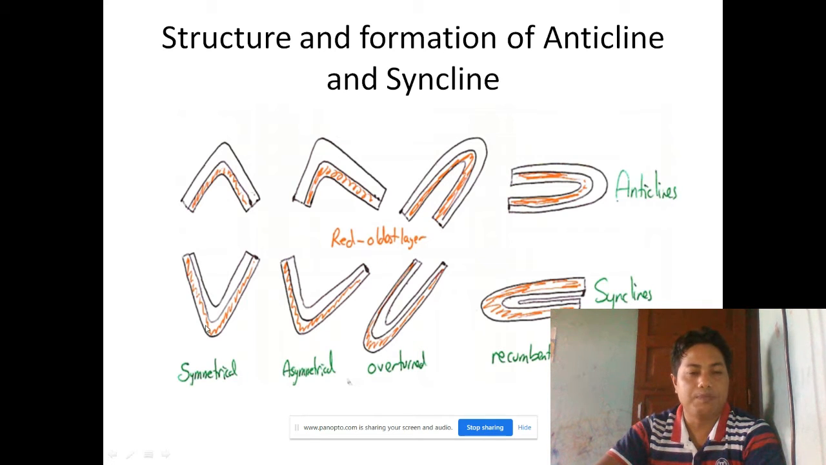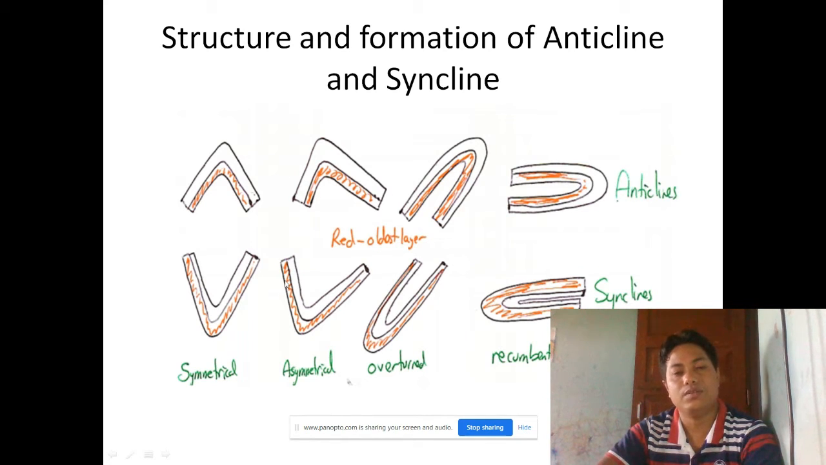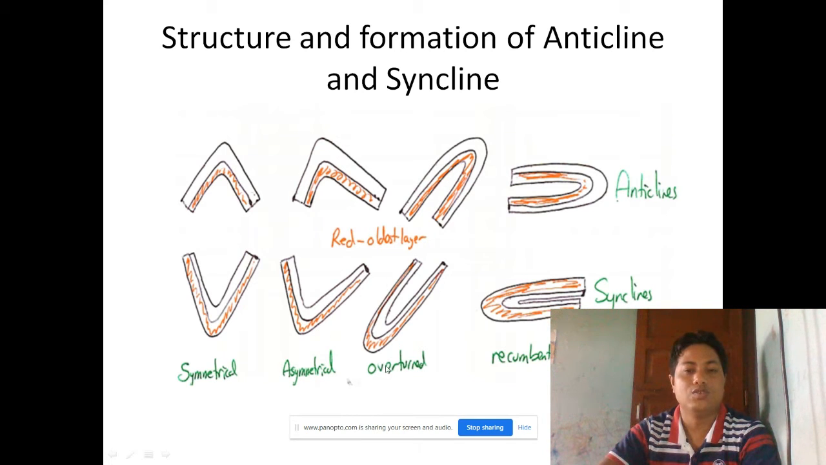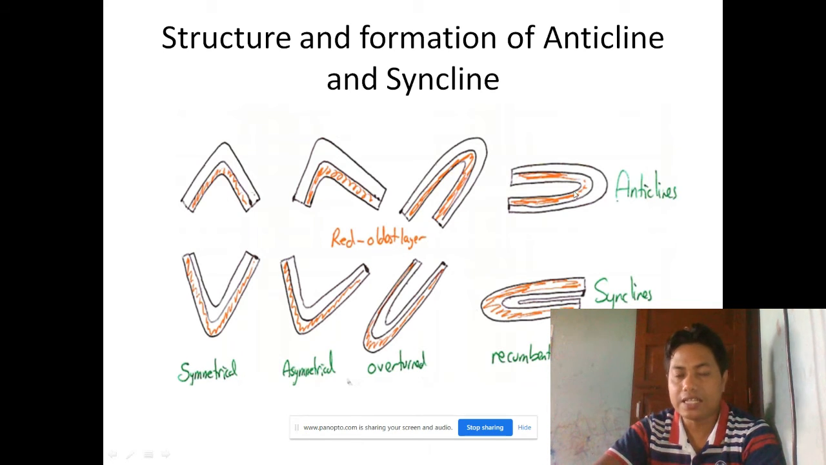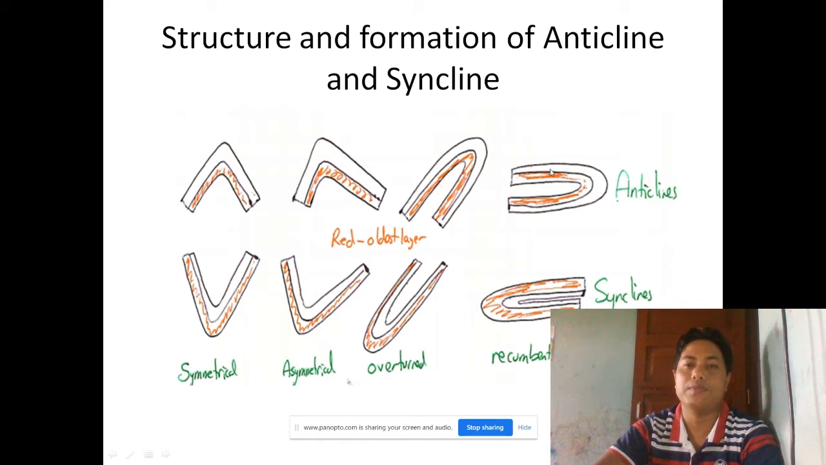Symmetrical folds are totally equal in size. Asymmetrical folds have one limb unequal, slightly unequal. The overturn might be this way, anticlinal type or synclinal. It can be recumbent folds. So this is correct. This is also called recumbent. Anticlines also can have the recumbent type.